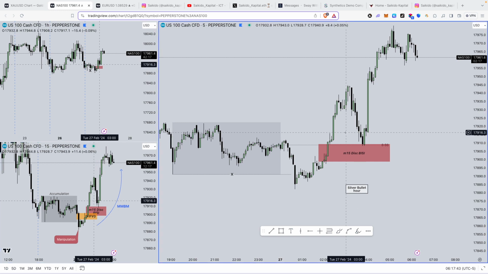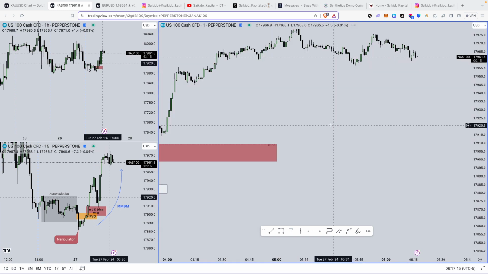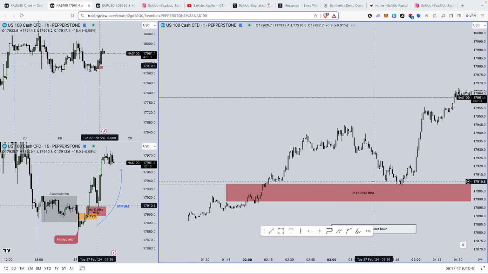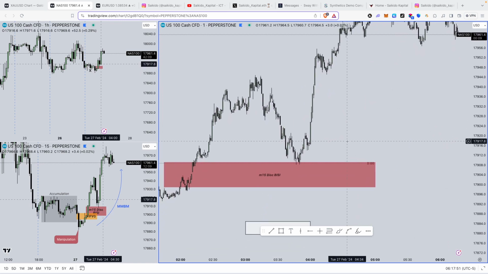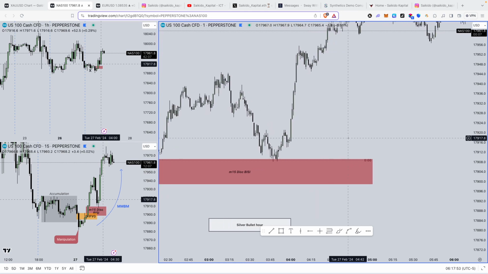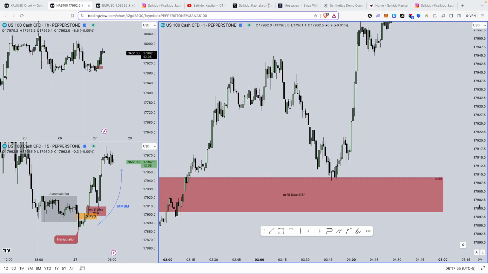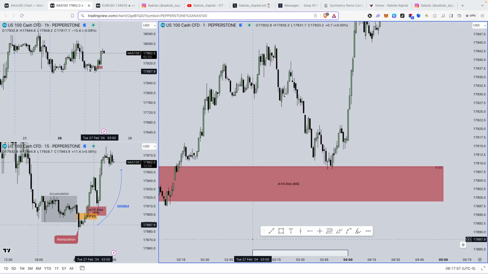So I went to 1 minute. I wanted to see the structure on 1 minute because now I'm interested to see what's happening there. I just don't go on 1 minute and try to trade everything that I see. No, I wait for such things.